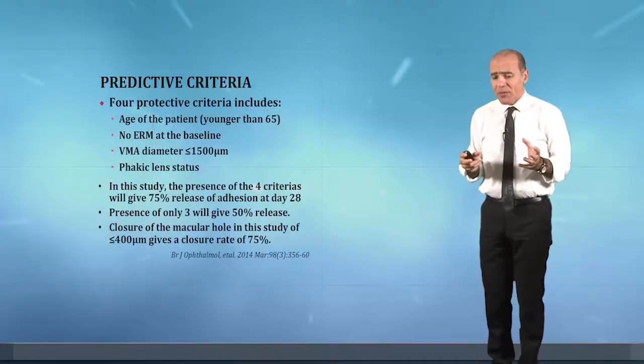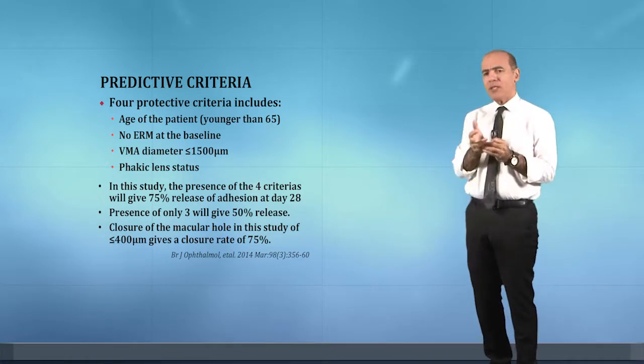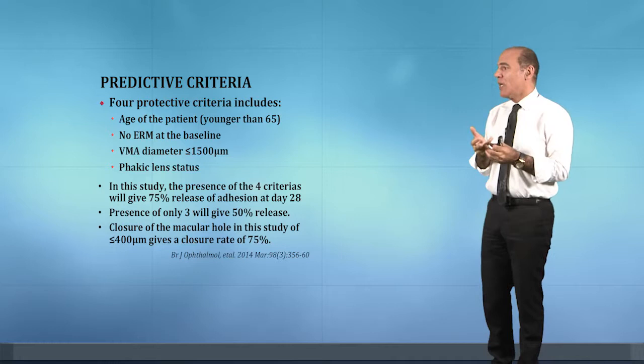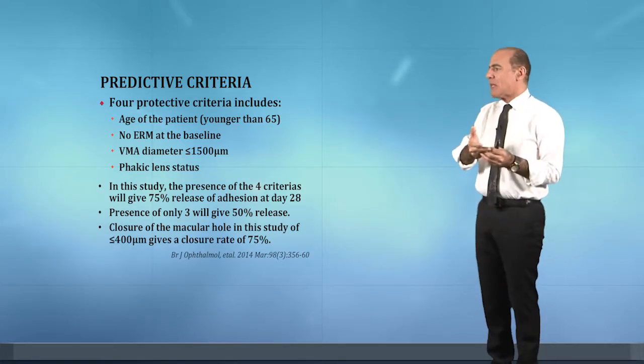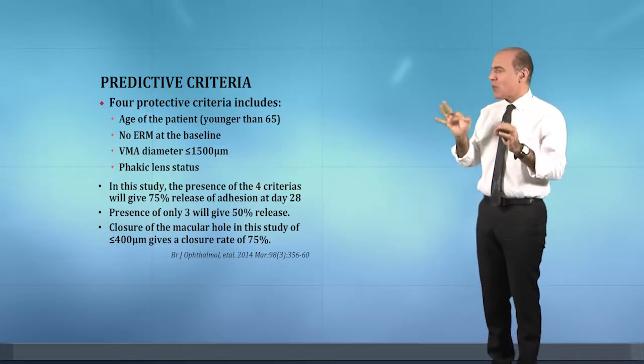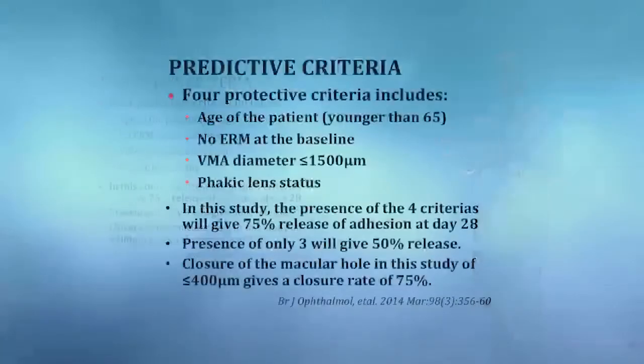We have some predictive criteria. We have 4 predictive criteria, very important. Age of the patient, younger than 65. If it's present, it's a good prognostic. No ERM, no epiretinal membrane. If it's present, it's good. Vitreomacular adhesion, the diameter of the adhesion itself is less than or equal to 1,500 micron. And the phakic status, if the eye is phakic, it carries a better prognosis than the pseudophakic eyes.